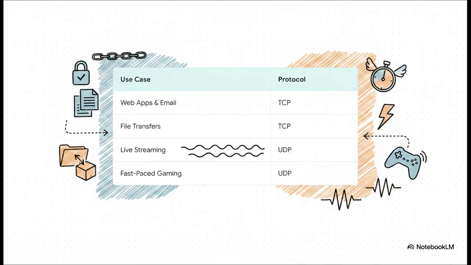The choice of which protocol to use depends entirely on the specific requirements of the service that's being developed. If you're building a web app, a file transfer client, or an email service where data integrity is paramount, you go with TCP. But if you're designing a live streaming platform, a voice calling app, or a super fast-paced game where low latency is way more critical than perfect reliability, you choose UDP.